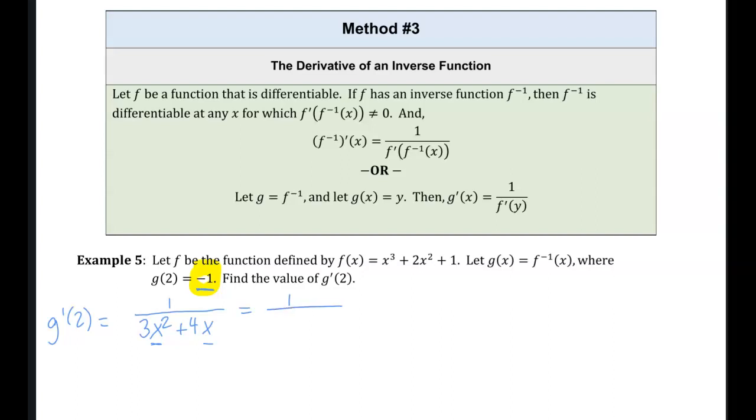So we have 1 divided by 3 times -1 squared plus 4 times -1. This is equal to 3 minus 4, which is -1/1 or -1.